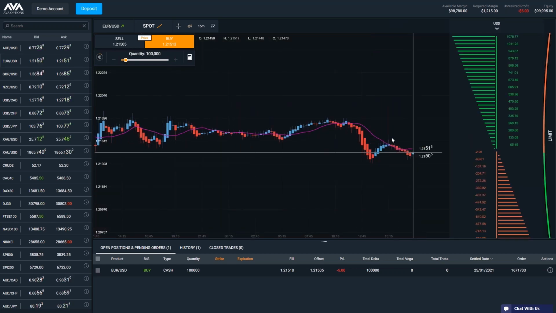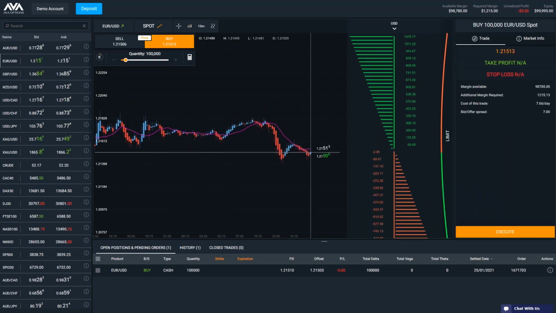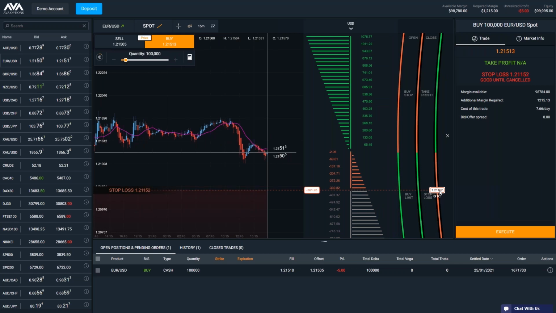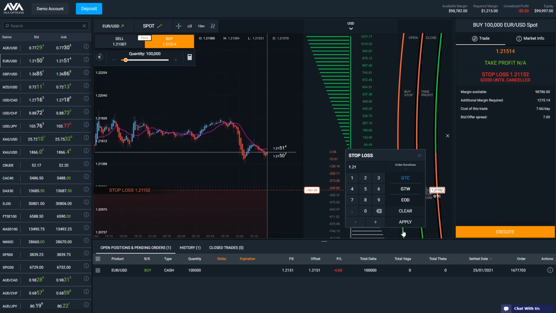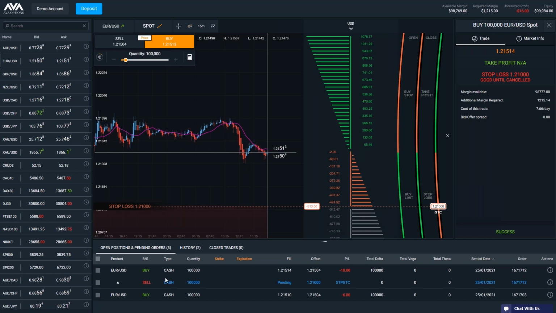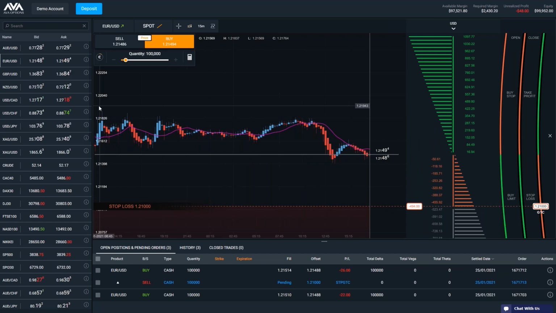So if I execute now, click buy again, let's put in that limit order. Let's put in just a stop loss at 121. Good till canceled, execute. That's done, and in a moment it pops into the bottom, and there you can see I bought at 121.51 with a pending stop at 121. The pending orders are always in blue because they're cool, waiting for execution.